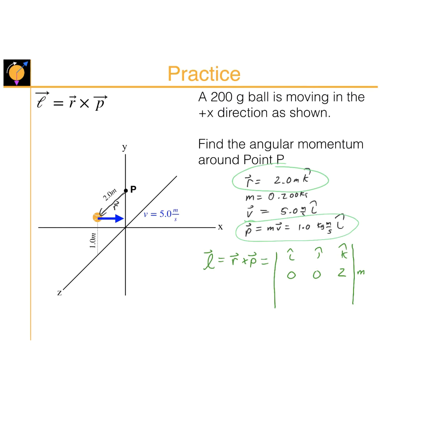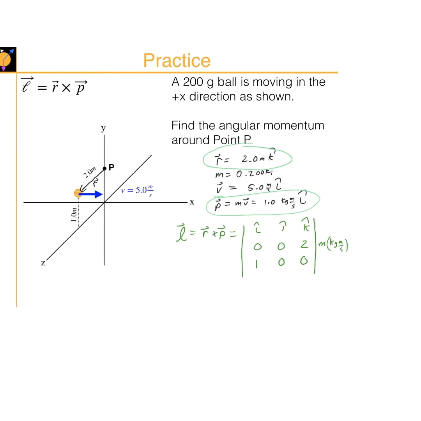For the third row, I put the components of the momentum. The momentum is only in the i direction, and it's 1. There's no j component and no k component. I'm going to factor out the units again, which are kilograms meters per second. So now I can calculate this angular momentum. The i component is going to be this times this, because I cover the 2 under the i and cross multiply the rest.